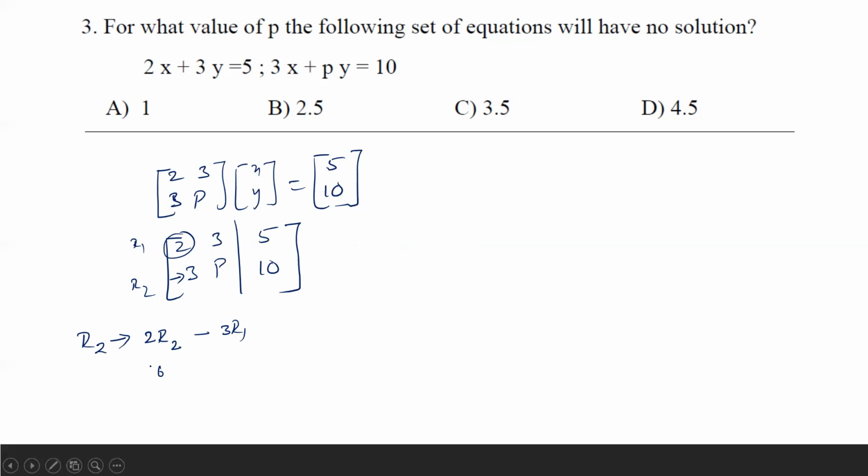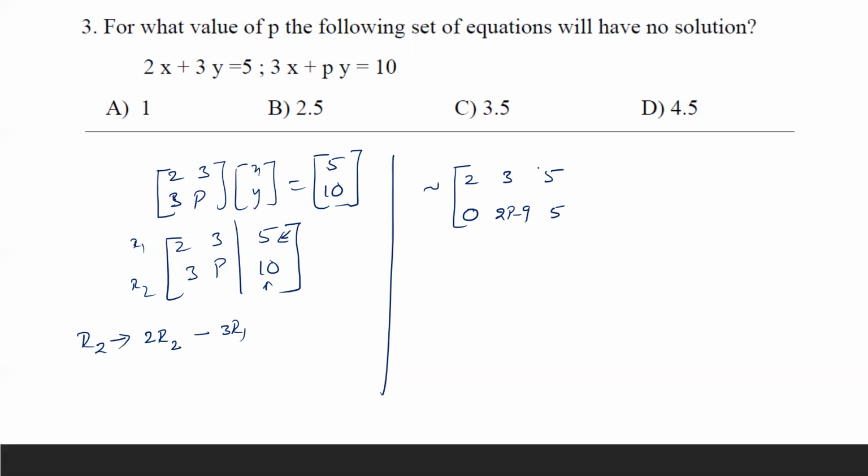Now as a result of this operation, see what happens. I'm writing here. The first row you are anyway not changing, let it be like this. Then 2R2, 2 times 3, 6. 6 minus 3 times 2, 6 minus 6, you get the first element as 0. Then the second element, 2 times P minus 3 times 3, we'll get this as 2P minus 9. And here, when you multiply this 10 with 2, we'll get 20. And then 3 times 5 is 15. So 20 minus 15, we'll get simply 5.